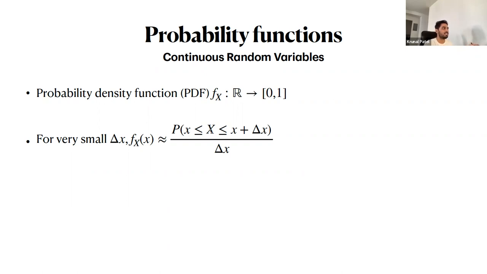So what we measure is the random variable taking values within a certain range, and that is given by this probability density function. So it is probability divided by the range. When this range is very small, then it is approximately equal to the value of that function.